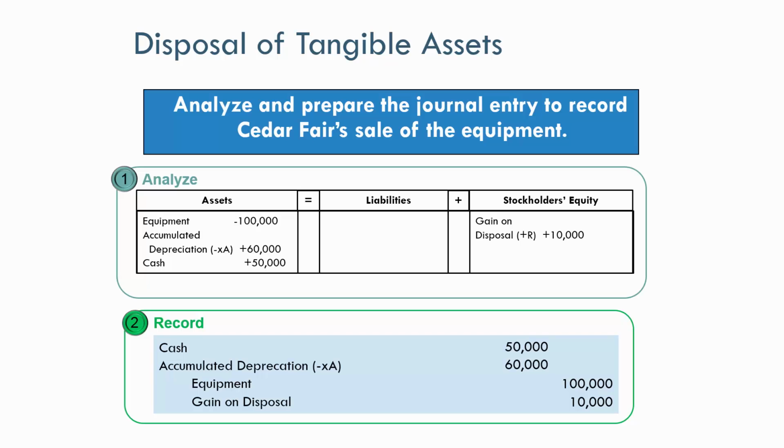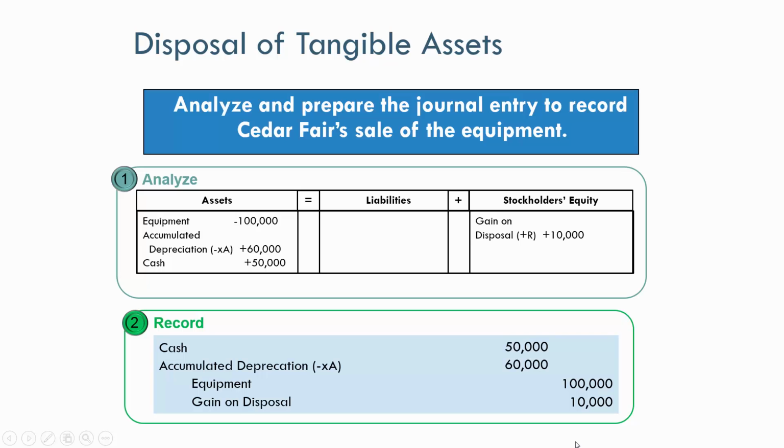You can also, though, look at the journal entry and put in the numbers. So accumulated depreciation needs to be debited to remove the balance. Equipment needs to be credited to remove the balance. And cash is also a given. If this is a total debit of $110,000, this is a credit of $100,000, we need another $10,000 in credits to make the journal entry work.